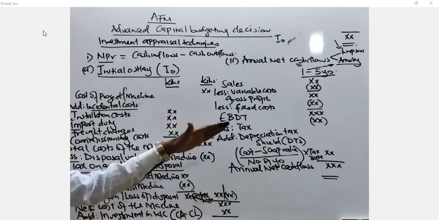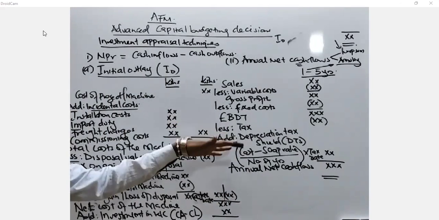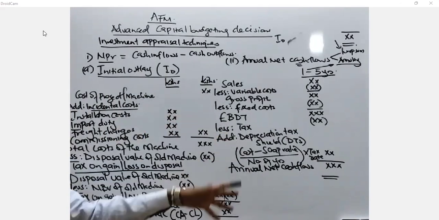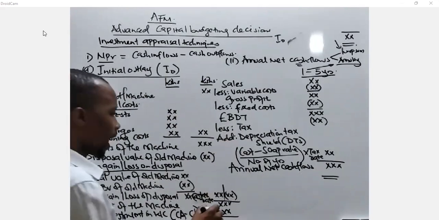There is the other one which is very long, where we deduct the depreciation, deduct our taxes, then add back depreciation. If you do it with both, you are going to get the same answer. Then the third and last one.